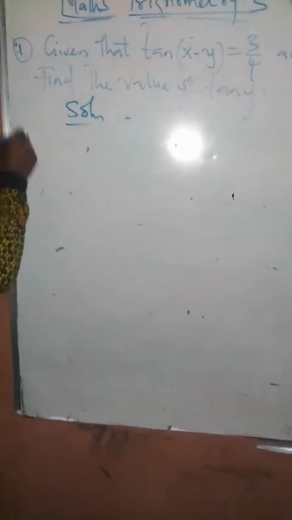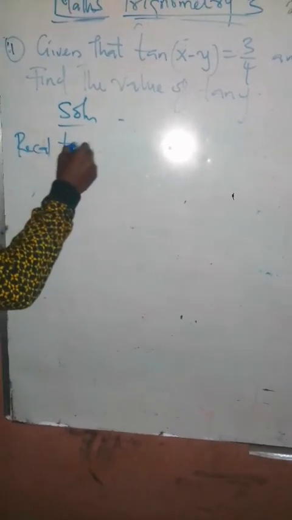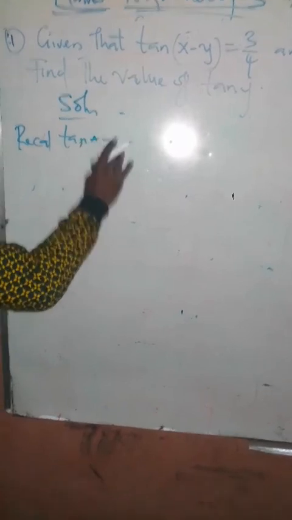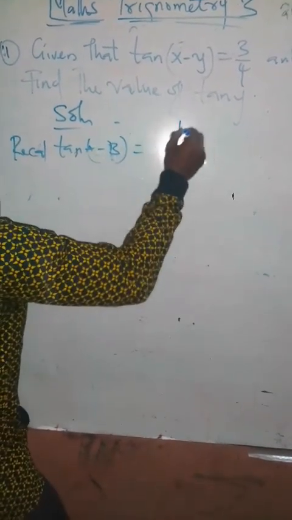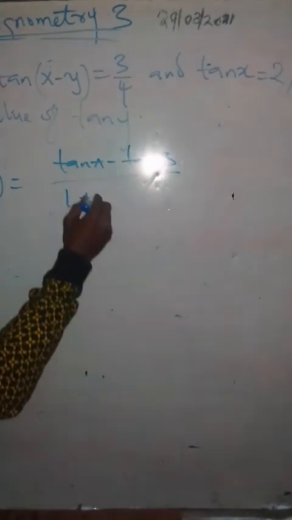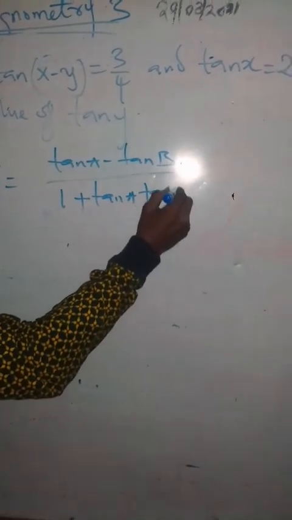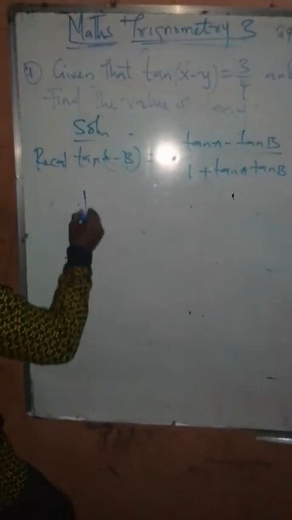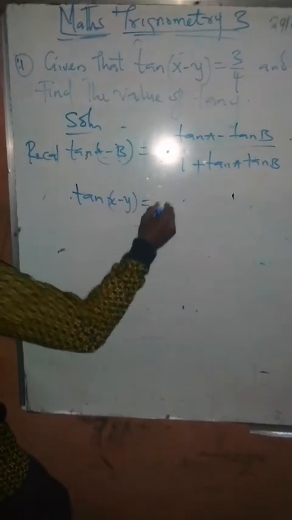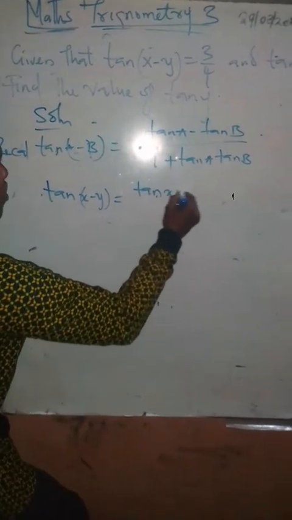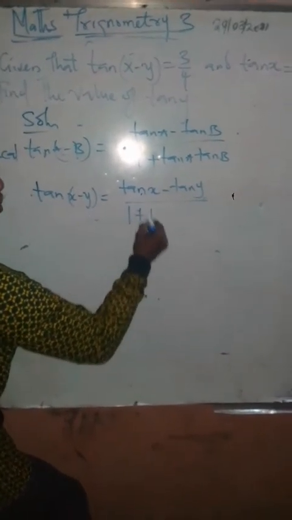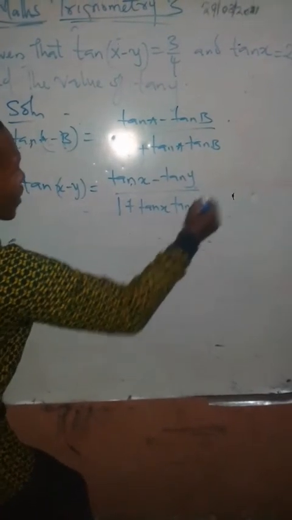Recall that tan (A plus or minus B) should be tan A minus tan B, all divided by 1 plus tan A tan B. So we have that tan (x minus y) is equal to tan x minus tan y all over 1 plus tan x tan y, equal to 3 over 4 according to the expression.